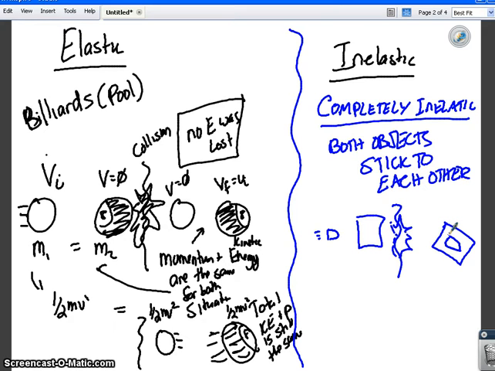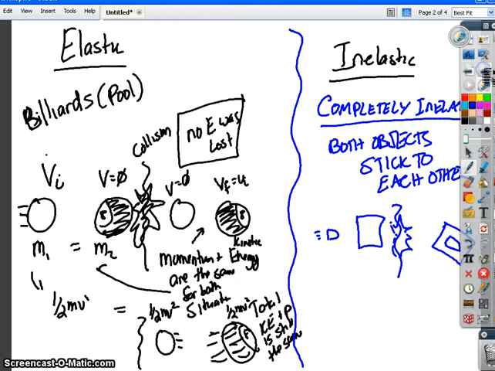In an elastic collision over here, two objects collide, and energy and momentum is transferred from one object to the other. In this one, energy is not transferred. The block gains energy and momentum, but there's not a collision where they separate. They are completely stuck together. So both objects stick to each other.